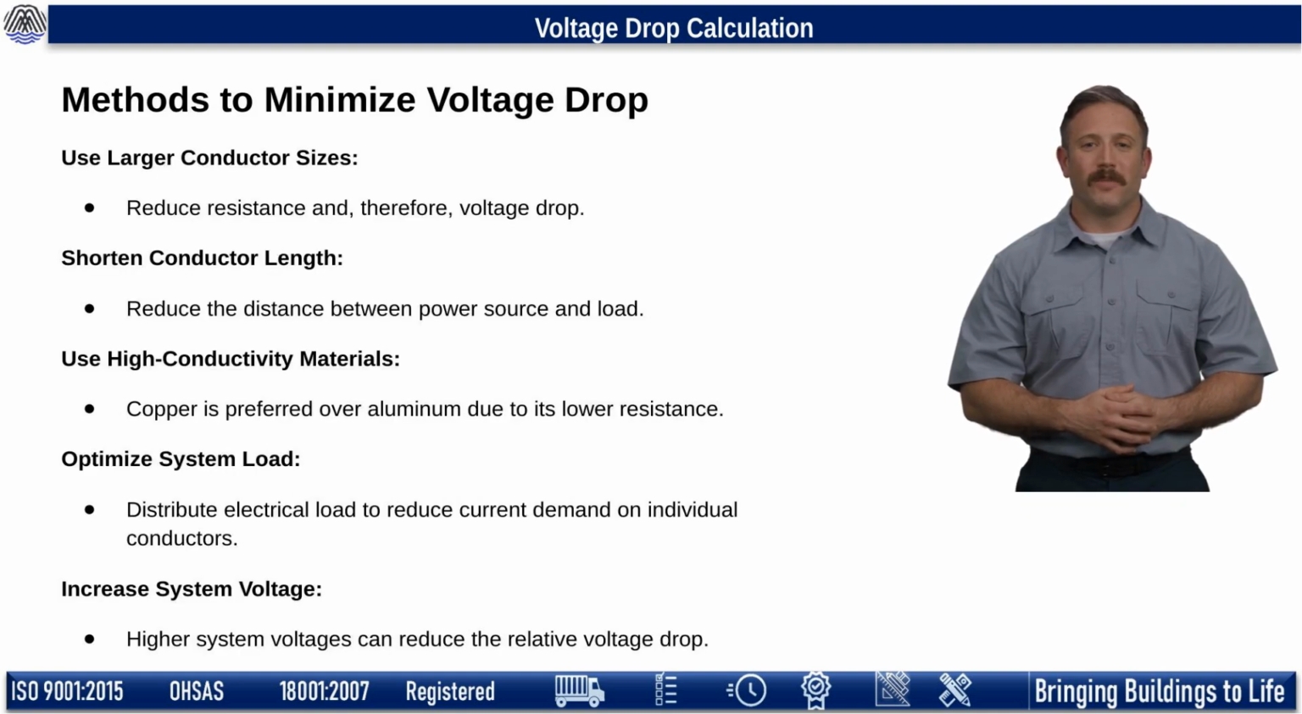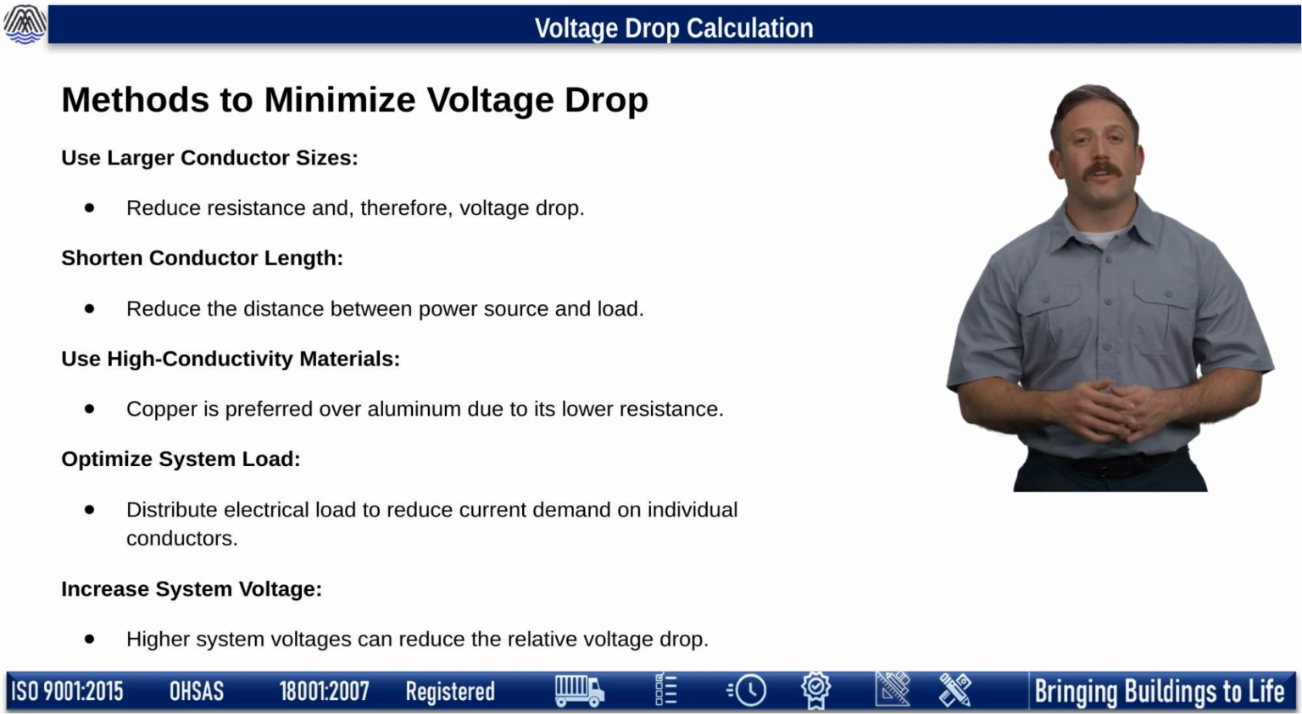Slide 9. Minimizing voltage drop. Here are some engineering strategies to mitigate voltage drop. Larger conductor sizes reduce resistance. Shorter lengths minimize the distance over which voltage is lost. High conductivity materials. Opt for copper when possible. Load management. Balance the load across circuits. Increase voltage levels. This can make voltage drop relatively less significant.